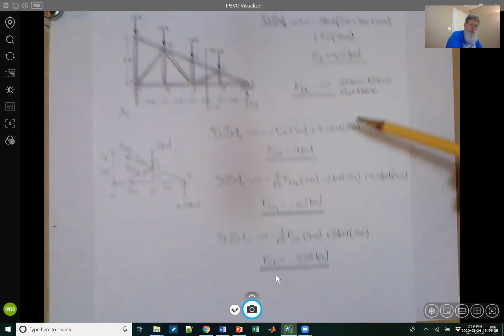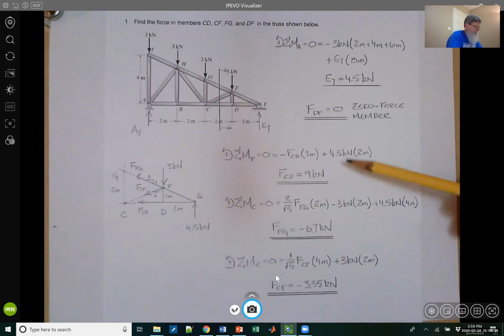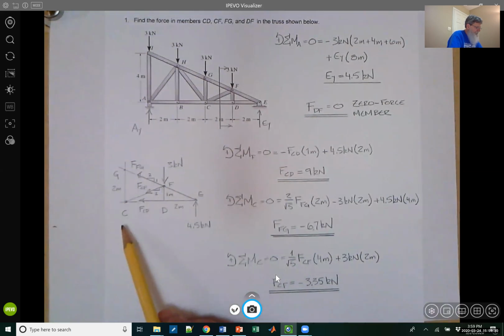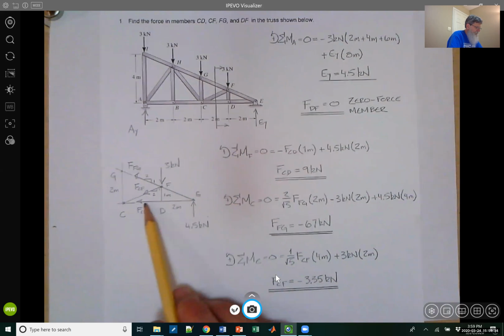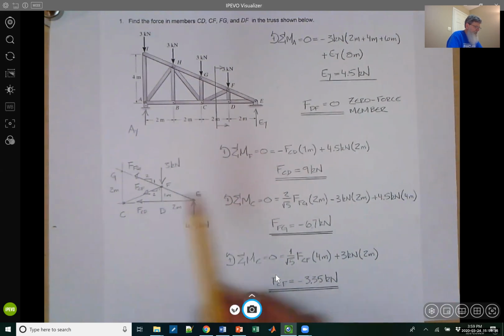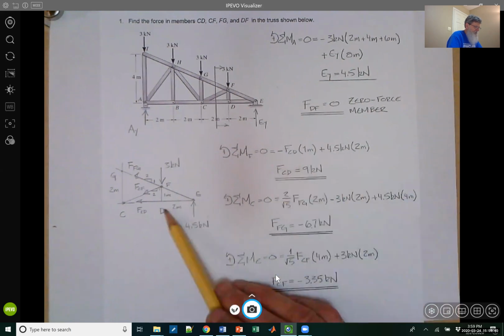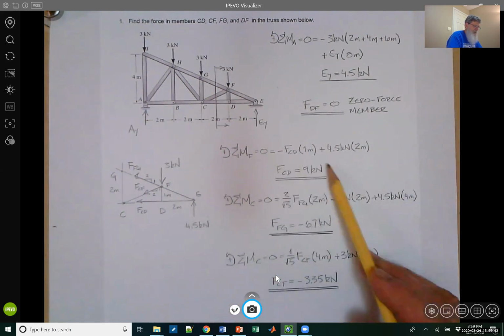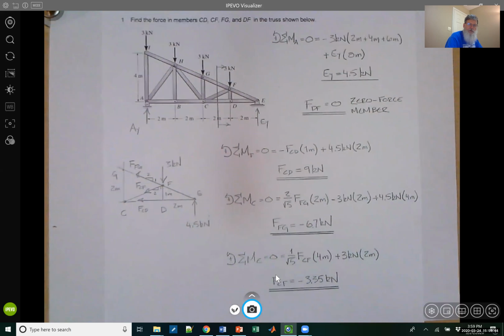So going back, let's start with the moment about F. I decided to do my moments about F. The remaining unknown CF only has a horizontal component, so that's pretty easy. Force times distance, and then my reaction times distance too. So that's pretty easy to solve for CD. I got 9 kilonewtons, so that's tension.